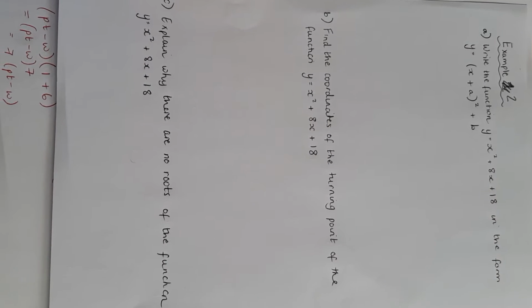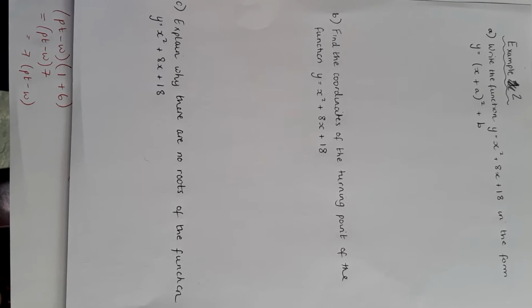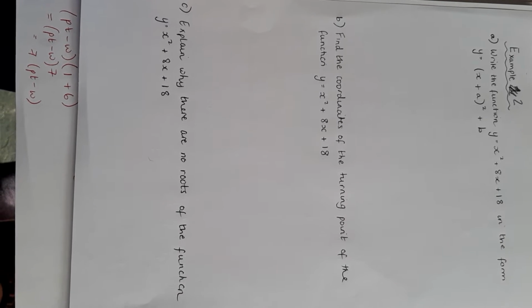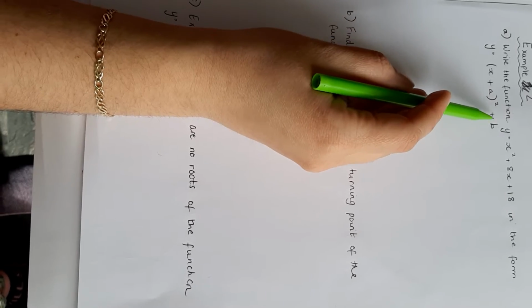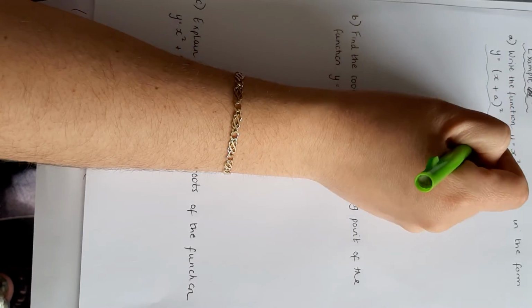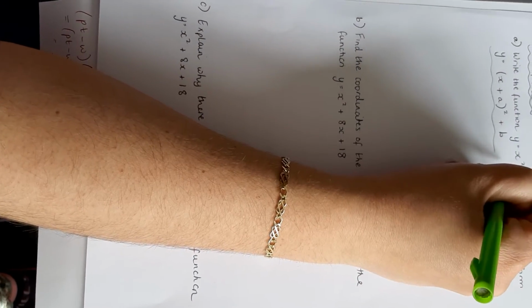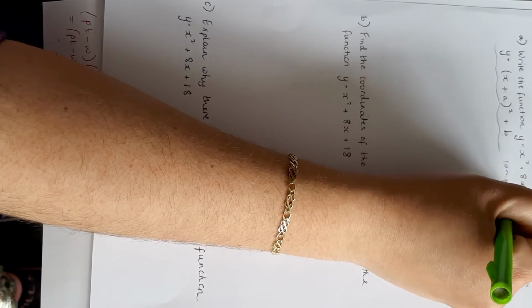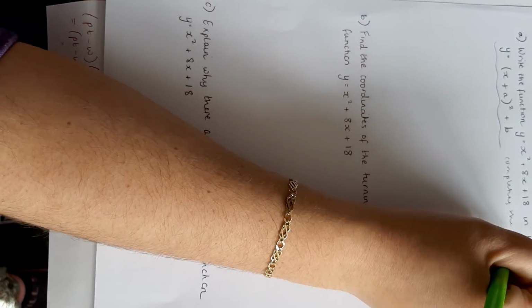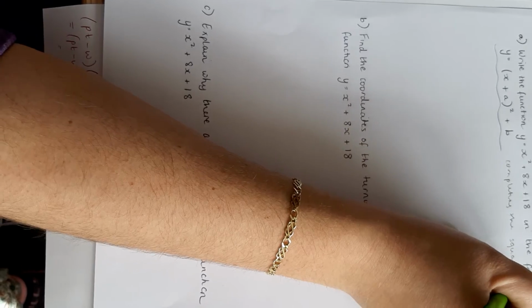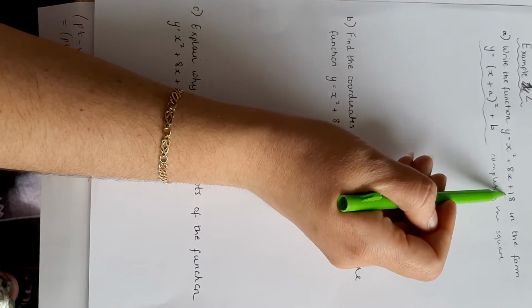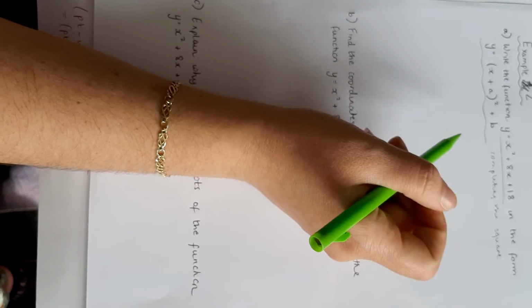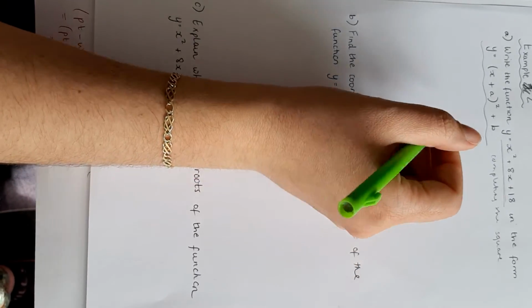If we look at part A, write the function y equals 8x squared plus 8x plus 18 in the form y equals x plus a all squared plus b. Now you should recognise this as being completing the square. It's a completing the square question when it asks you to write it like that. So what we would have to do is complete the square of this quadratic function here. You all should remember how to do this now.